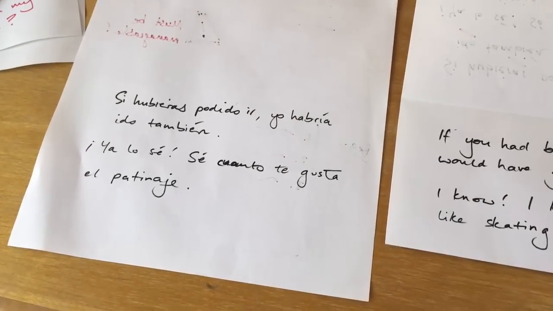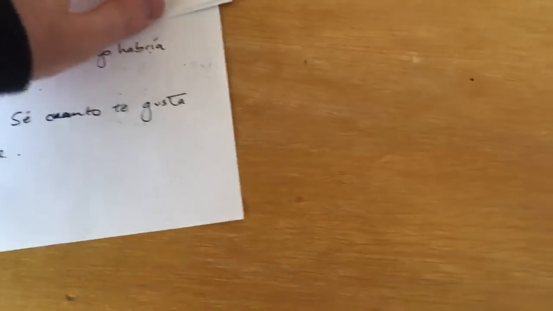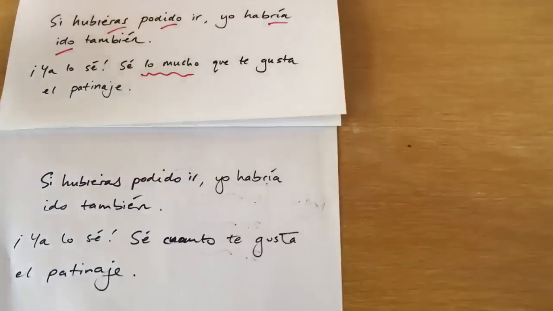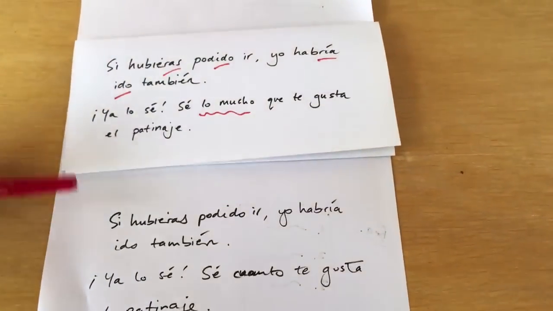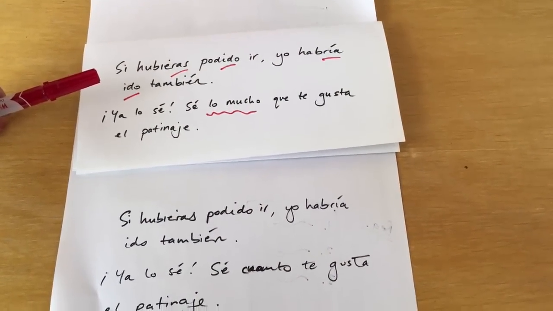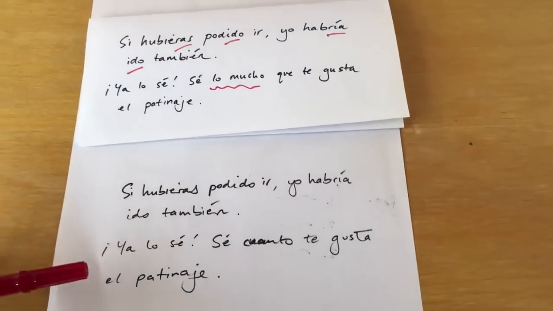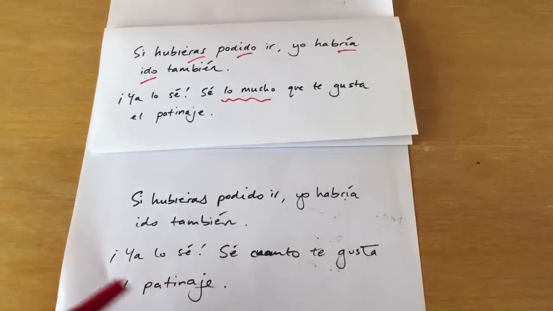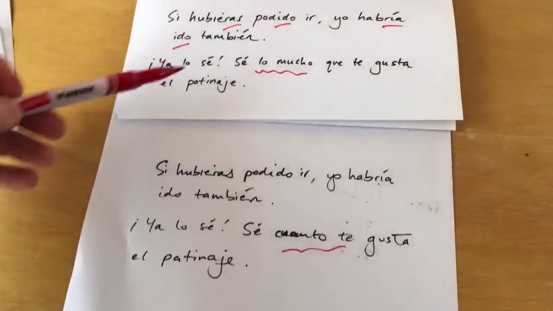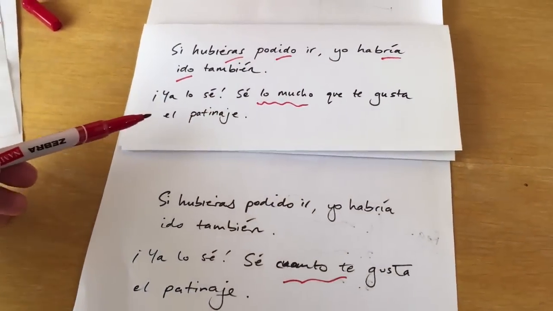And then once you've got your reverse translation in Spanish, you go back and get the original, and you can compare the two versions. Now in this case I've made a deliberate mistake to prove the point. So we've got "Si hubieras podido ir, yo habría ido también." So I've got that right. But then in the second bit I've got "Ya lo sé, sé cuánto te gusta el patinaje." But this bit here is wrong, because it should be "sé lo mucho que te gusta el patinaje."